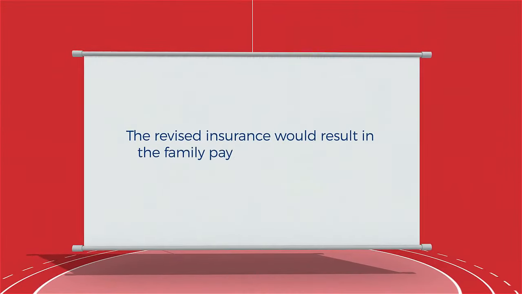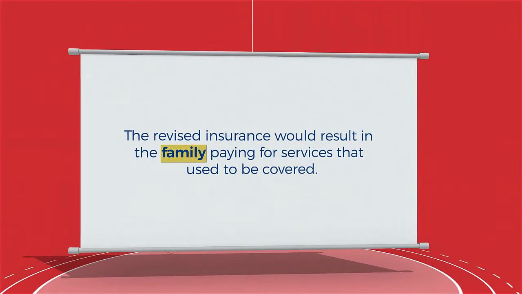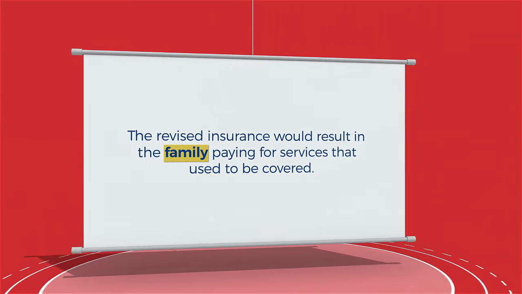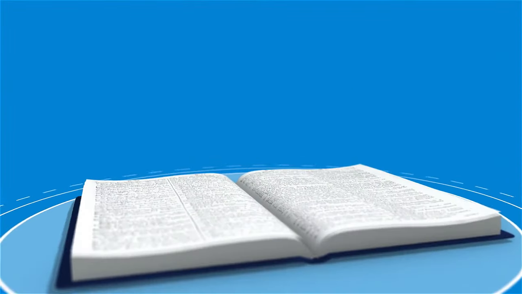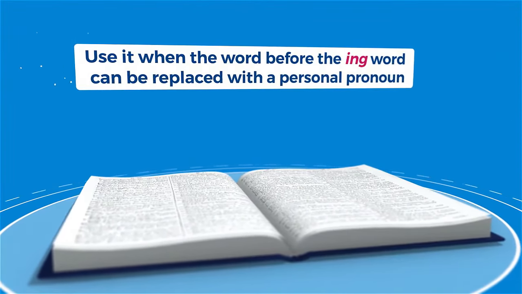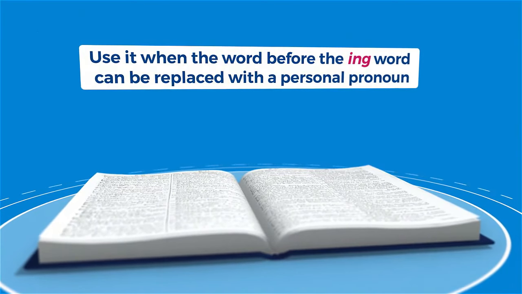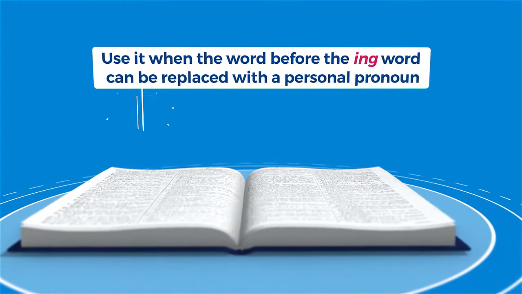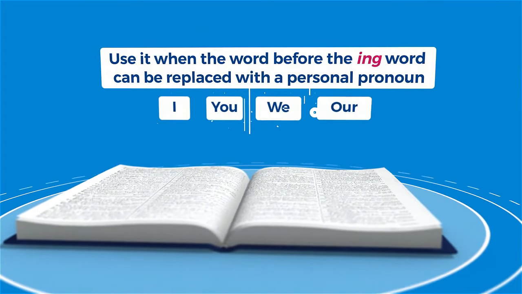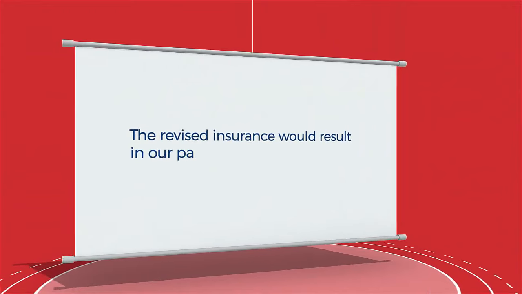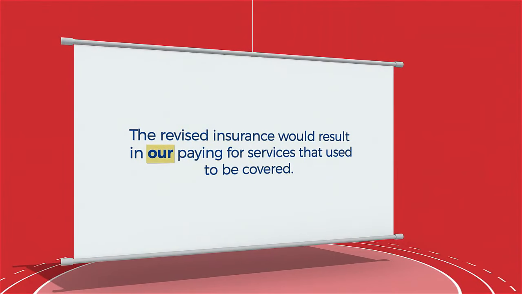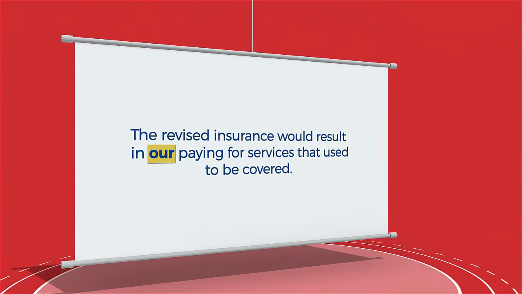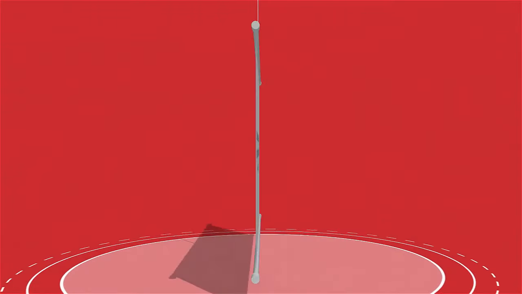So in the sentence, the revised insurance would result in the family paying for services that used to be covered. Family takes the possessive form using an apostrophe s. There's a rule of thumb to help you with this construction. Only use it when the word before the ing word can be replaced with a personal pronoun, such as I, you, we, or our. In that sentence, you could replace the family with our, and the result would be, the revised insurance would result in our paying for services that used to be covered.